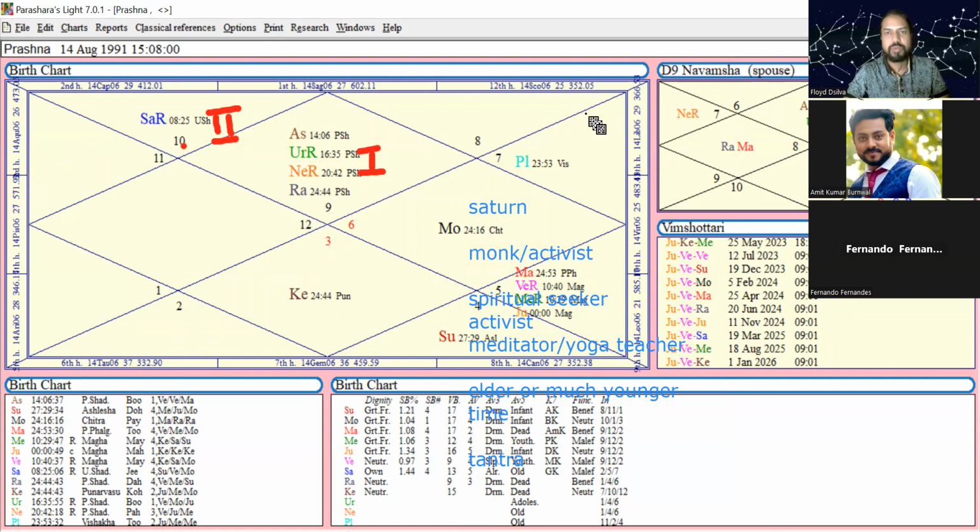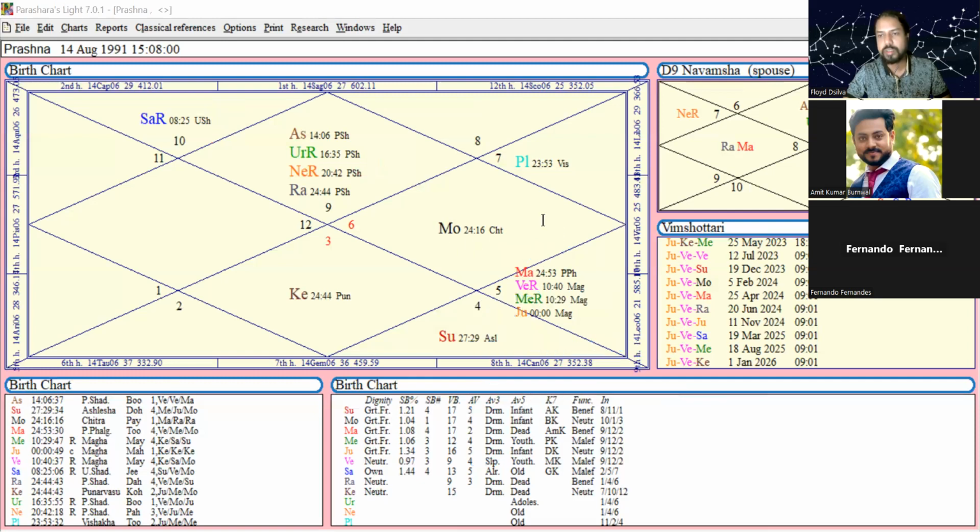So in a woman's chart, which planet did we discuss? Venus, sorry, Venus. No, before this we didn't discuss Jupiter. Jupiter represents the husband in a woman's chart. Did we discuss it or not? I think we didn't discuss it. Jupiter represents the husband in Vedic astrology. Jupiter is the husband in a woman's chart.